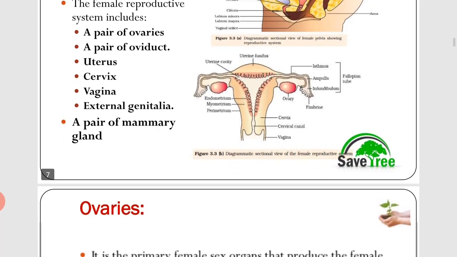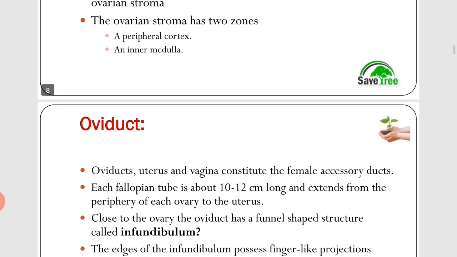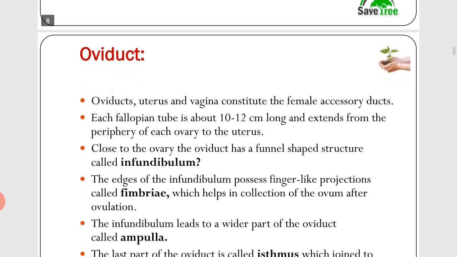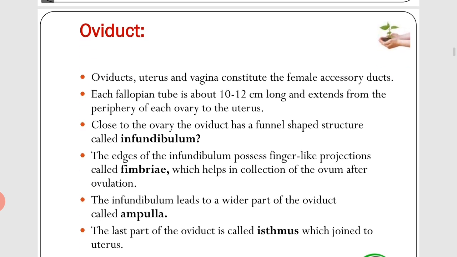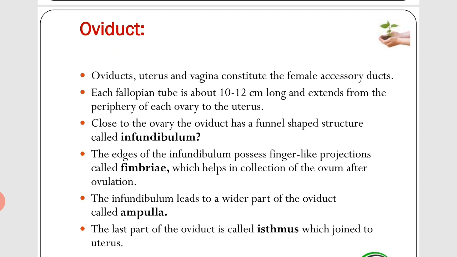Then coming to the next one, the oviduct. Oviduct is also called the fallopian tube. This oviduct or fallopian tube, uterus and vagina together form the female secondary or accessory ducts. Then coming to the fallopian tube.